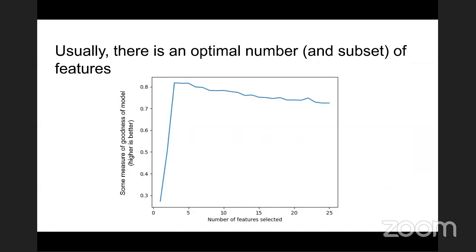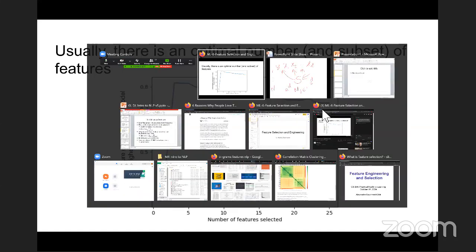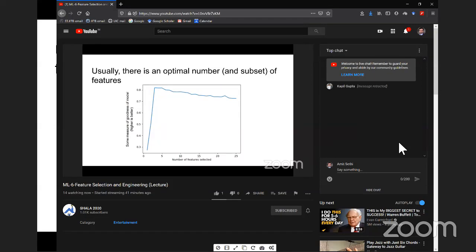Let me look at if there is any chat. The lower the AIC, BIC, the better. Yes. And in K-fold validation we are looking at all combinations of features in all folds. Yes. Let's look at if there are any questions on YouTube. No, there are no questions on YouTube.